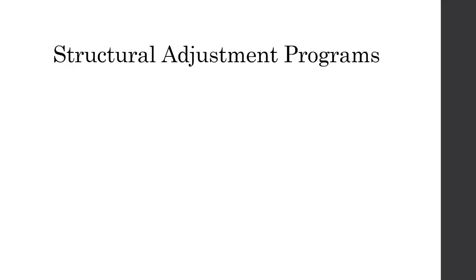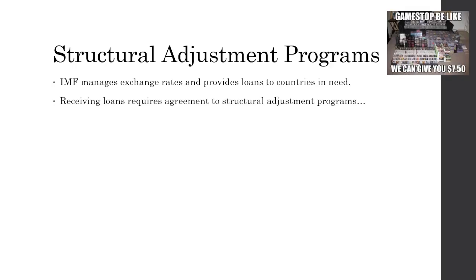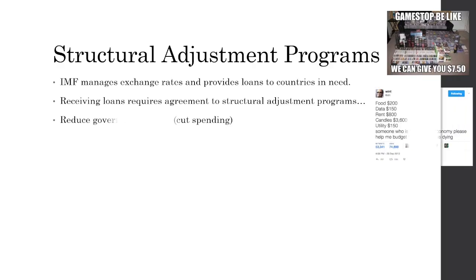I talked prior about structural adjustment programs in the International Monetary Fund. We're going to go a little bit more in depth about what these programs actually entail. The IMF manages exchange rates and provides loans to countries in need. Loans meaning the countries have to pay them back. Receiving loans does require agreements to put in, implement, and enforce structural adjustment programs, SAP. And I don't think that's an abbreviation you should use on your FRQs. I would write out structural adjustment programs. I haven't actually seen it on the FRQs though, so it could be on there this year. You never know.